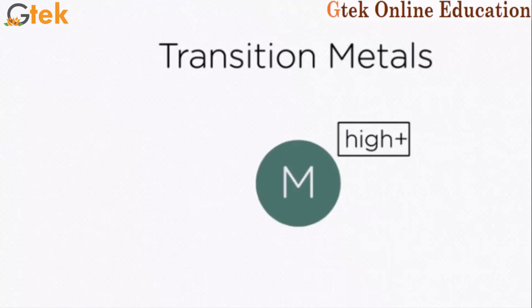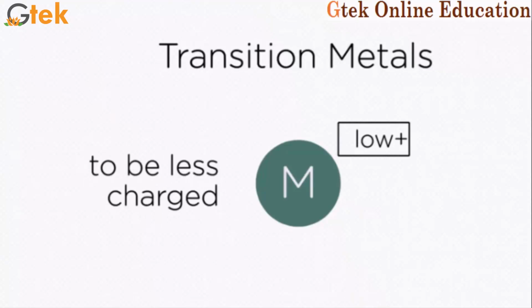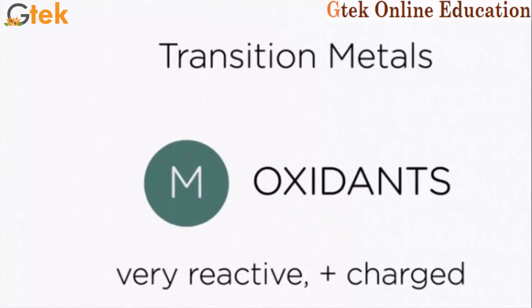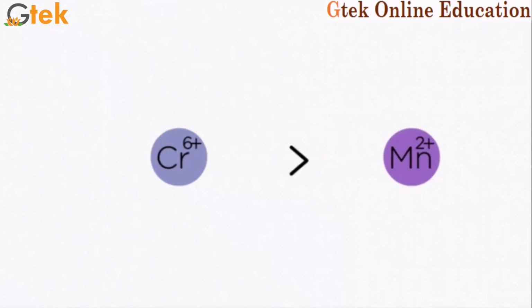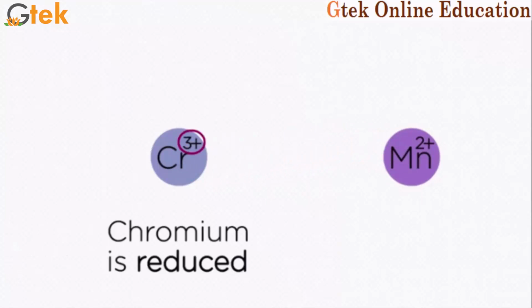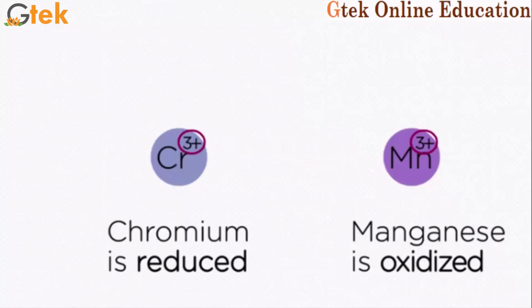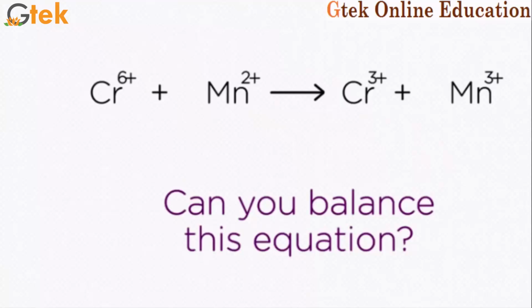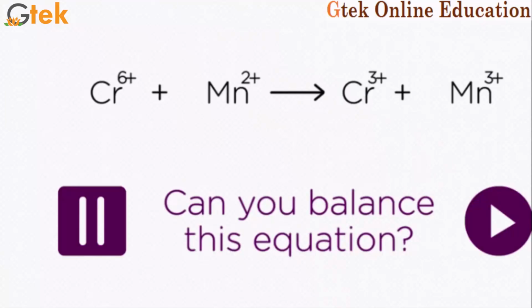All the metals in the periodic table are less electronegative, very reactive, have a positive charge and conductivity, and they are mainly reducing agents too. Chromium 6+ is more reactive when compared to manganese. So chromium is reduced and manganese is oxidized. So chromium oxidizes manganese, or else manganese reduces chromium. So this is how your system is working.